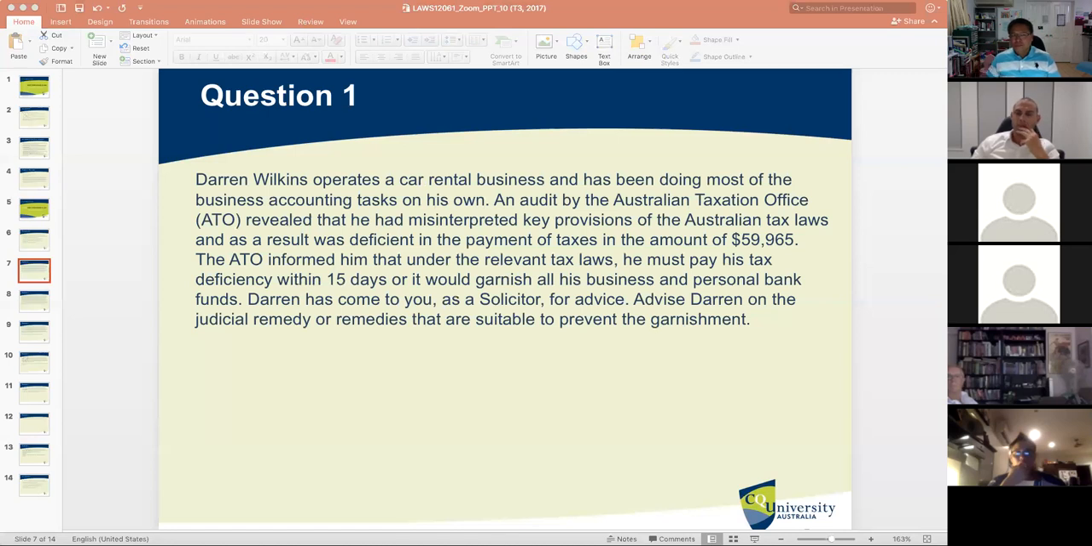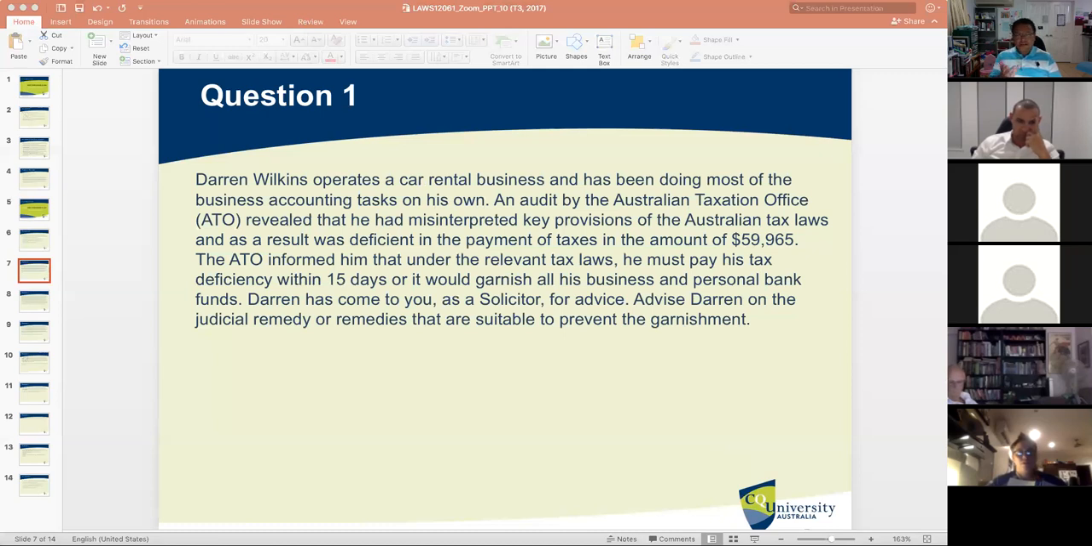We assume, because it's the Australian Taxation Office, that he is exercising his powers under a statute. We can make that assumption, correct? But we can also equally assume that he may be exercising certain executive powers or certain prerogative powers which are non-statutory. We don't really know because the facts don't indicate. I'm just trying to signal that.